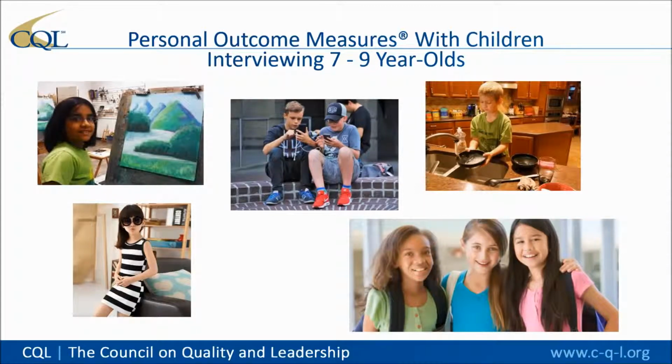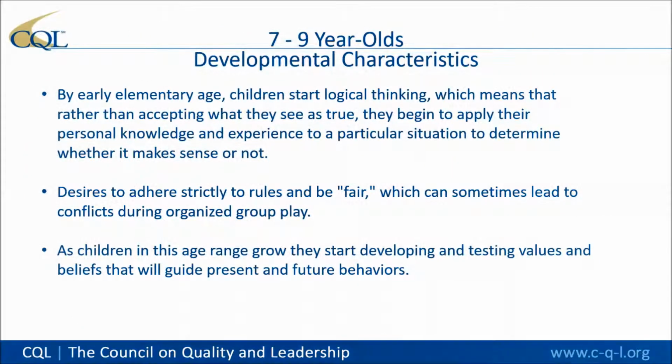Okay, personal outcome measures with children interviewing 7 to 9-year-olds. We're going to do the same thing. We're going to talk about those developmental characteristics, interview considerations, strategies for success, toolkits, stories, and highlights. So some developmental characteristics of a 7 to 9-year-old.